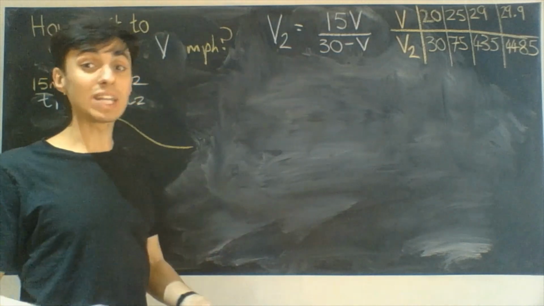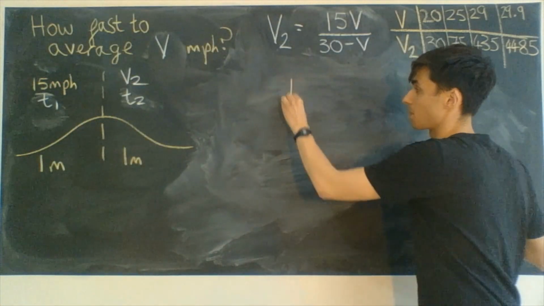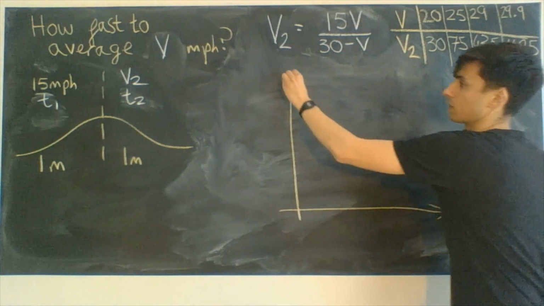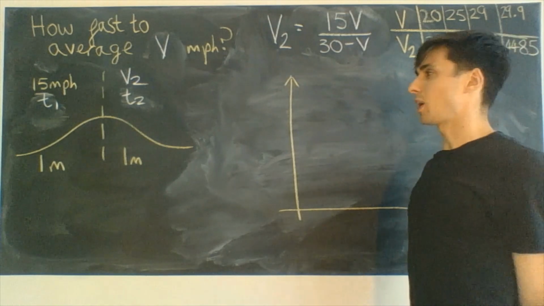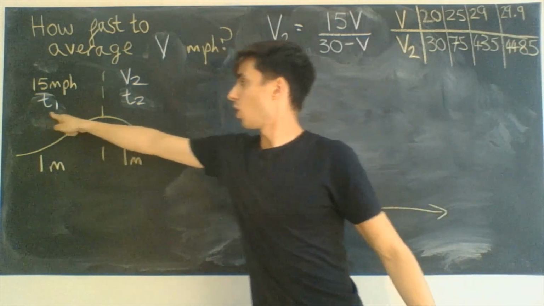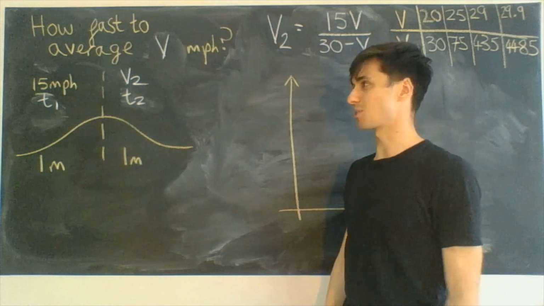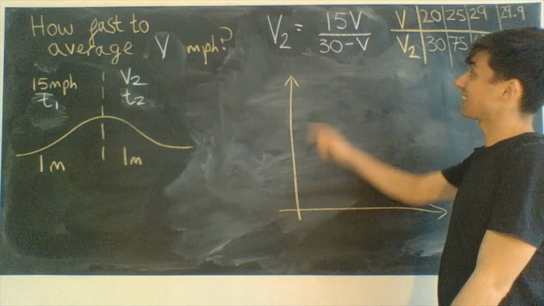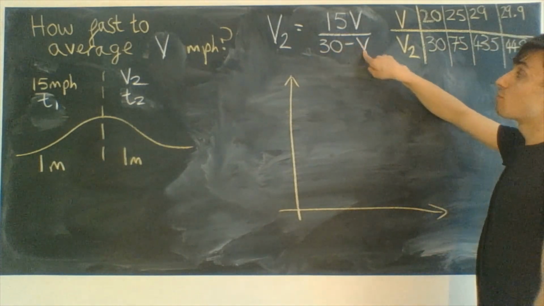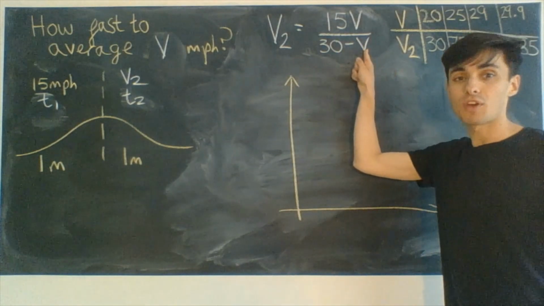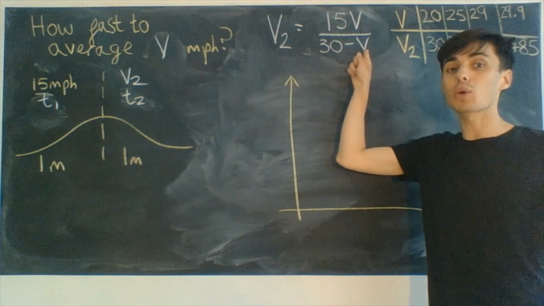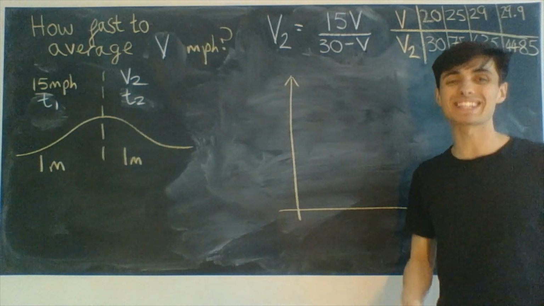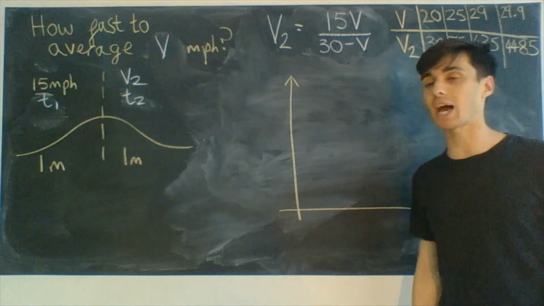And actually we can reason that we only need to draw the positive quadrant for this graph. And here's why. Our speed has to be positive for V2. So we're not worried about negative speeds for this part, but more importantly here is that our V can never be more than 30. We've already established that you'd have to go infinitely fast to average 30 miles per hour. So it just doesn't make sense to think about going any faster than that.